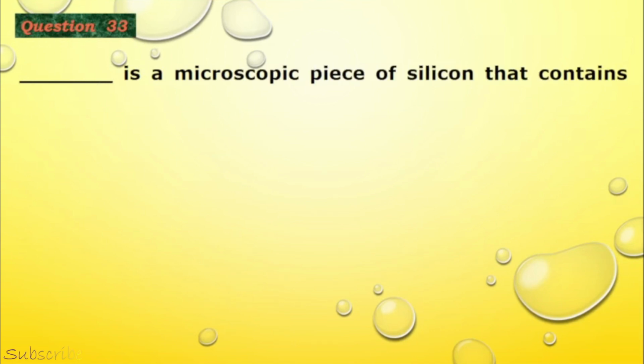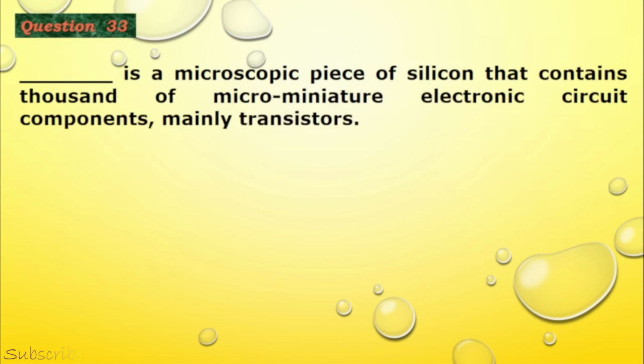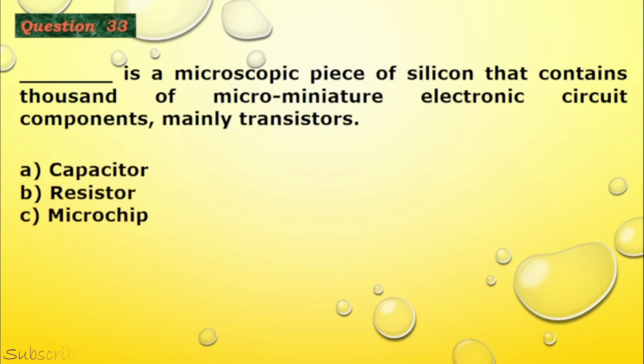Question number 33. Blank is a microscopic piece of silicon that contains thousands of microminiature electronic circuit components, mainly transistors. A. Capacitor. B. Resistor. C. Microchip. D. IC.